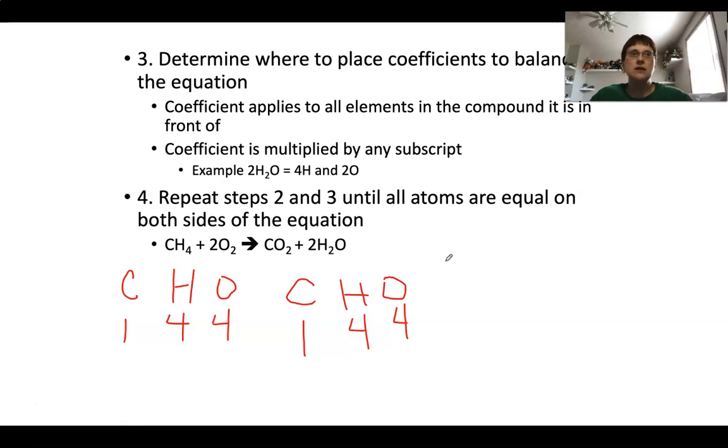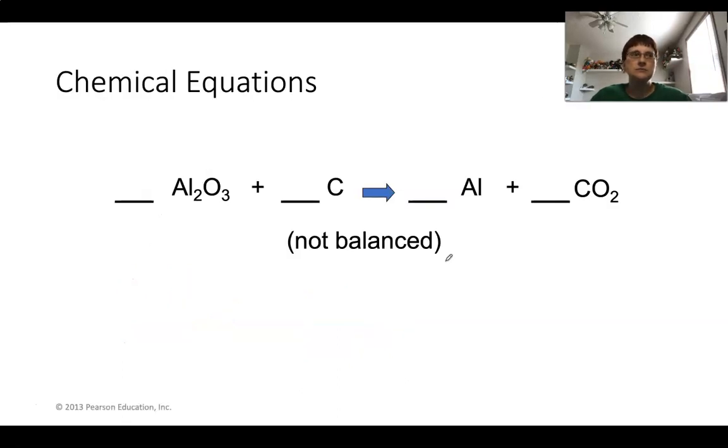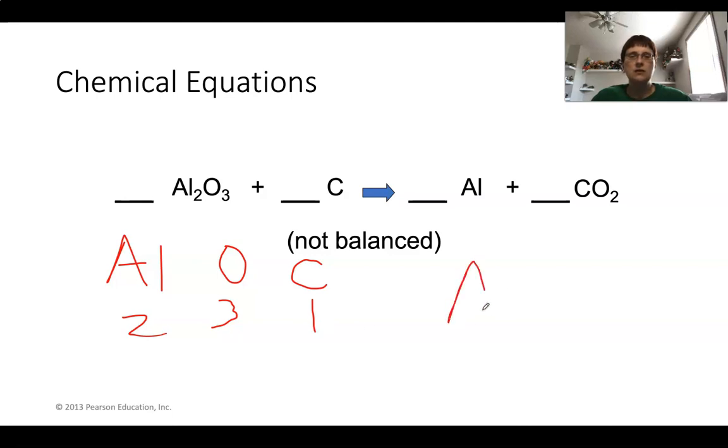So let's take a look at some other examples. So here is aluminum oxide. I saw this in another video. And it is combining with carbon to make aluminum and carbon dioxide. We know this one isn't balanced because if we look at it, we've got aluminum, oxygen, carbon: 2, 3, 1, and on the other side we've got aluminum, and that is 1.